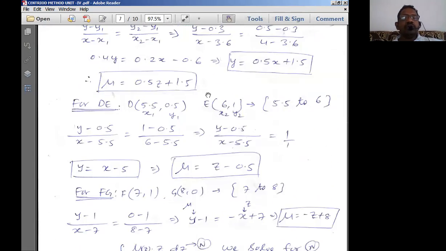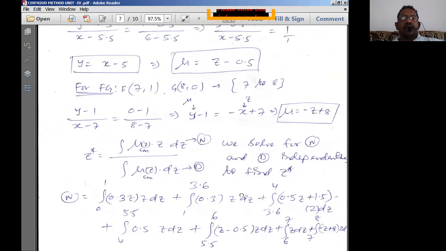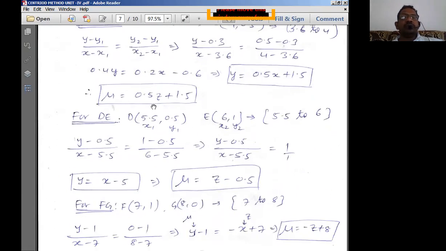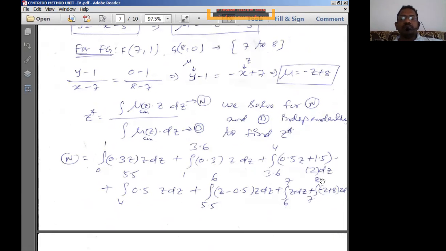So therefore, I am simply substituting this. First 0 to 1, I have a ramp signal, 0.3z into z dz, plus the next limit is going to be 1 to 3.6. Then the mu value is constant, so 0.3 into z dz, and the next function is going to be bc. So what is bc? I got bc as 0.5z plus 1.5. So I'm replacing 0.5z plus 1.5 into z dz over the limits 3.6 to 4.